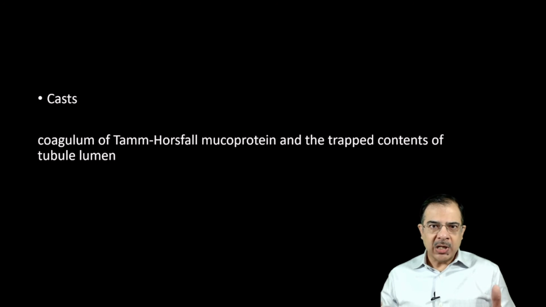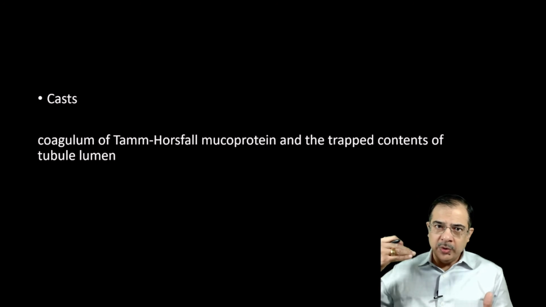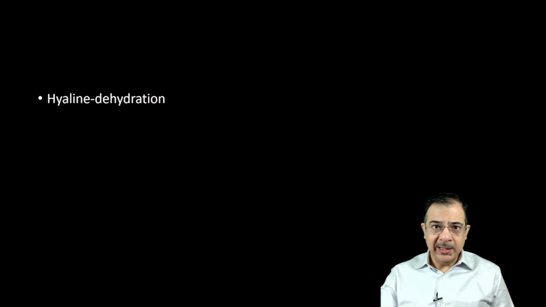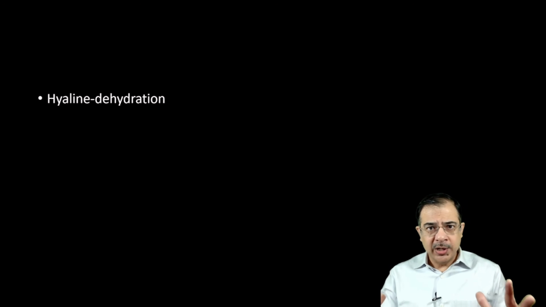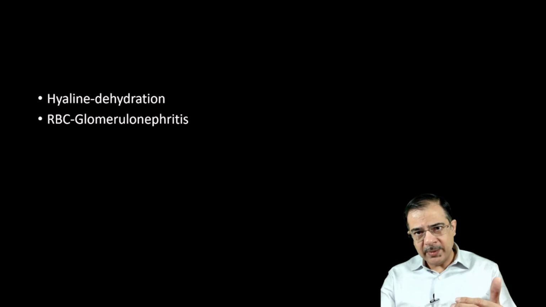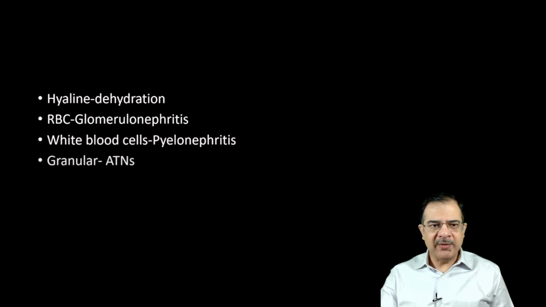Now the casts. Casts are the coagulum of Tamm-Horsfall proteins, which are normal proteins, and the trapped content of the tubule lumen. If anything is increased in the tubular lumen, that can make the cast. The hyaline cast is a benign cast seen in dehydration, where Tamm-Horsfall protein accumulates. RBC cast is seen in glomerulonephritis because lots of RBCs are coming from the glomeruli into the tubules. WBC cast is seen in pyelonephritis, and granular cast in necrotic cells like ATN, acute tubular necrosis.